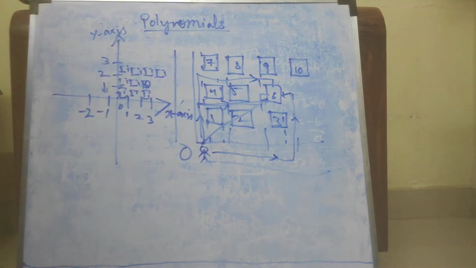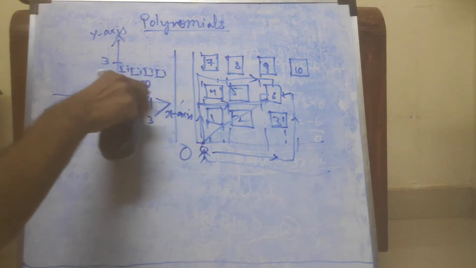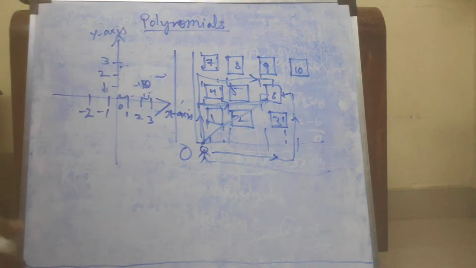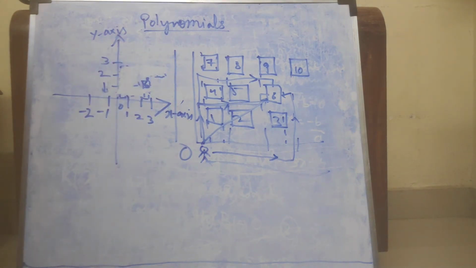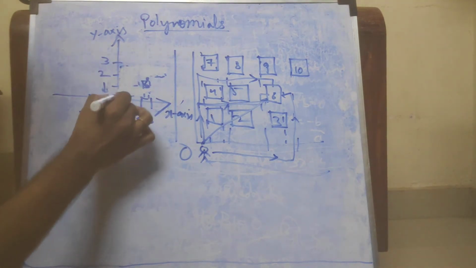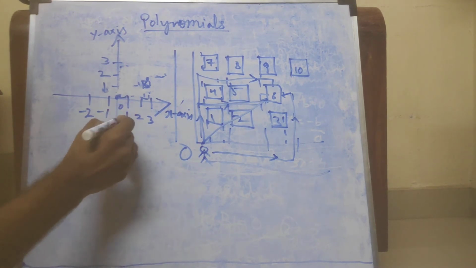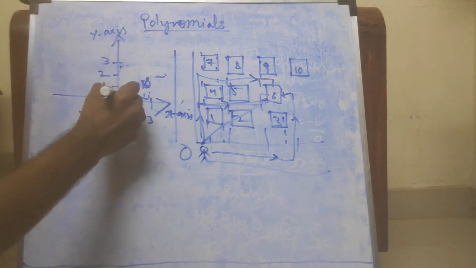So how will I label house number 6? Now I will rub out all the remaining houses so that it will be easier. So this is house number 6. This is a person standing at the origin. He is on the road.